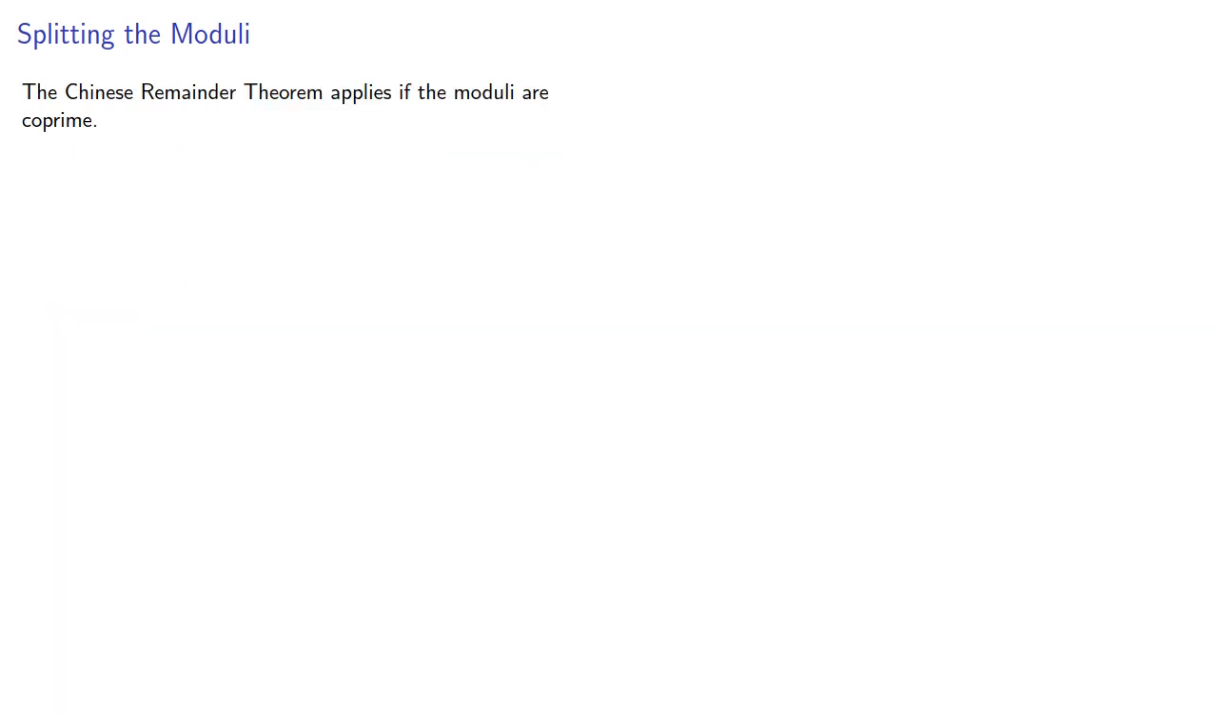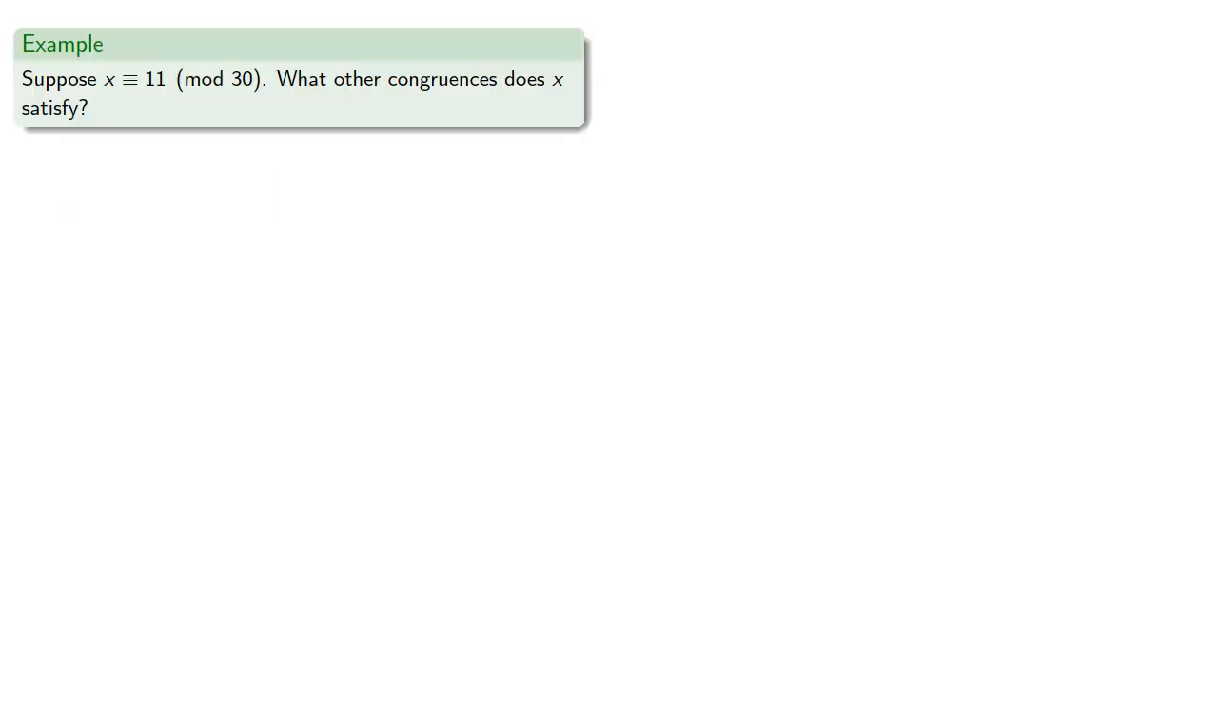The Chinese remainder theorem applies if the moduli are coprime. If the moduli aren't coprime, can we rewrite the congruences so they are? Maybe. So let's start with one congruence. Suppose x is congruent to 11 mod 30. And the question to ask is, what other congruences must x satisfy?